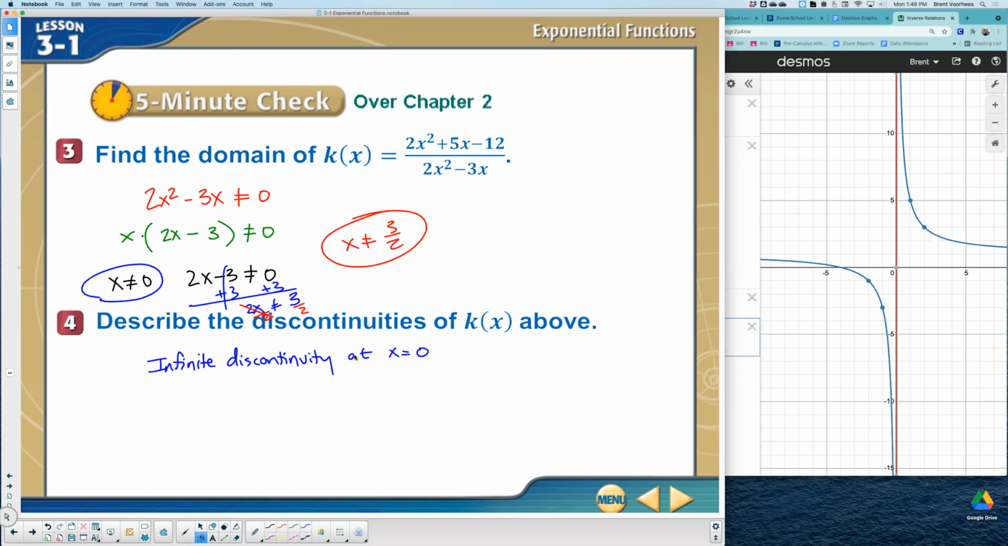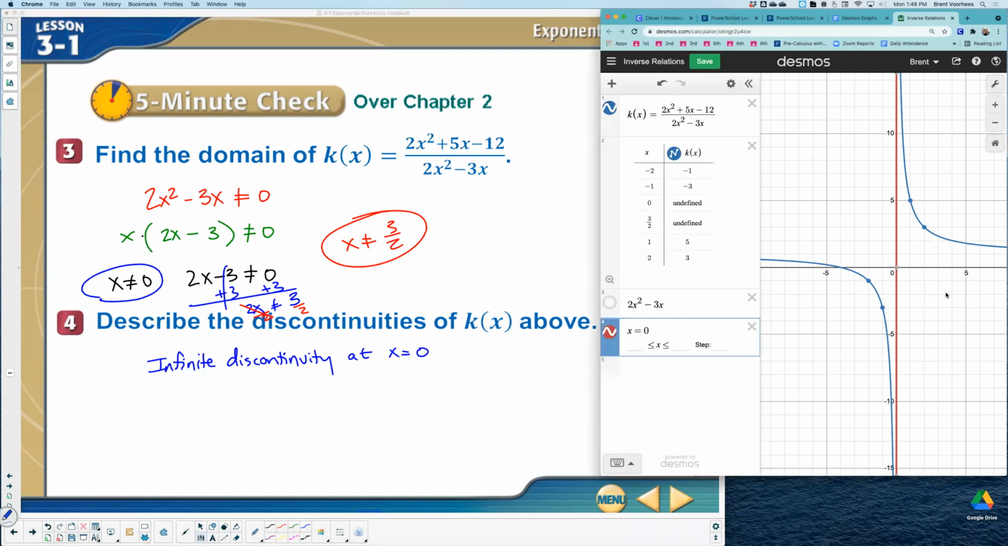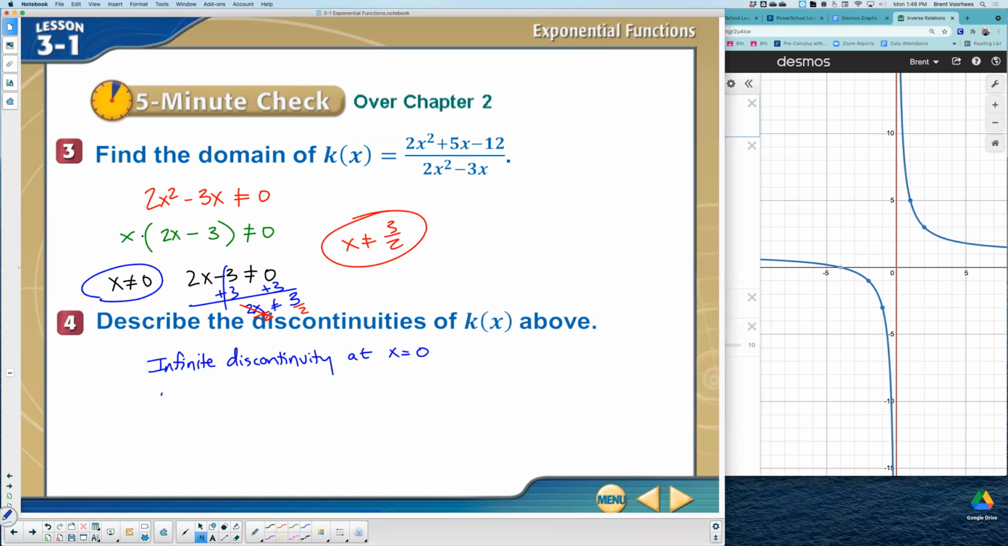Well, we said there's also a break at 3/2, which is 1.5. What type of break is that? Now that I'm clicking the graph, it's removable because it's just a little hole. So you'd say removable discontinuity at x equals 3/2 or 1.5.